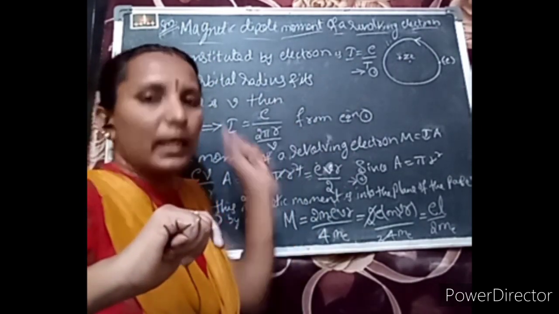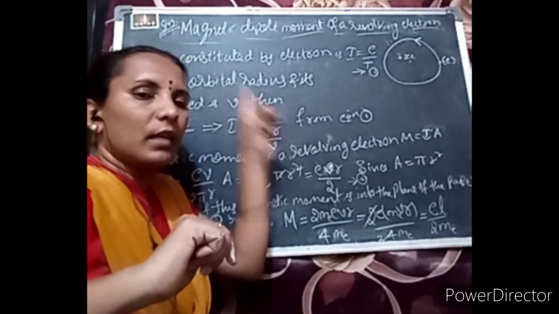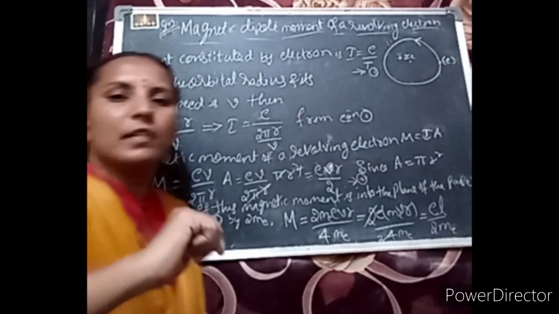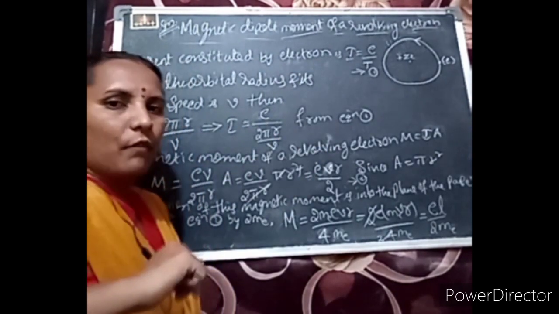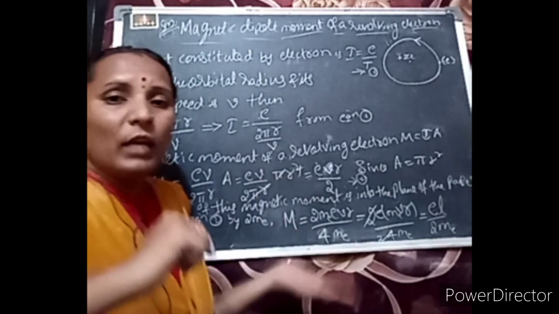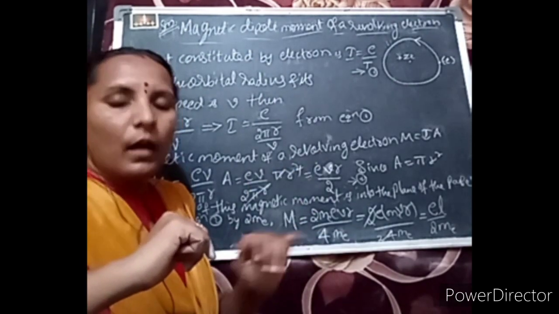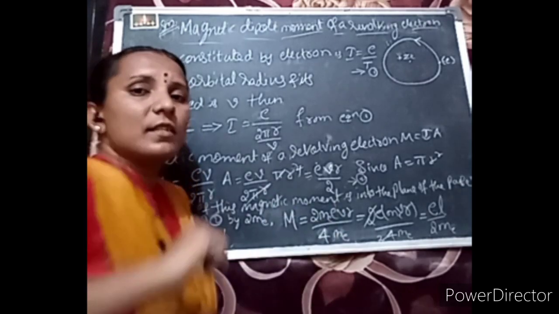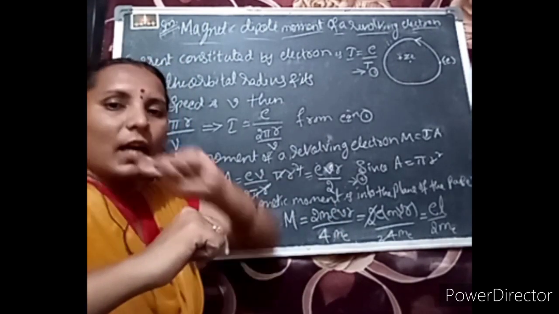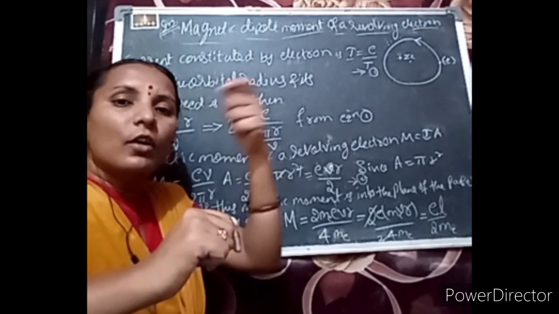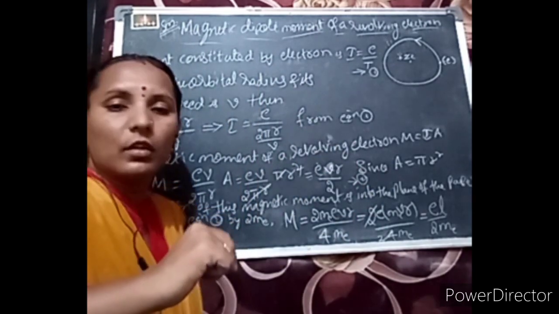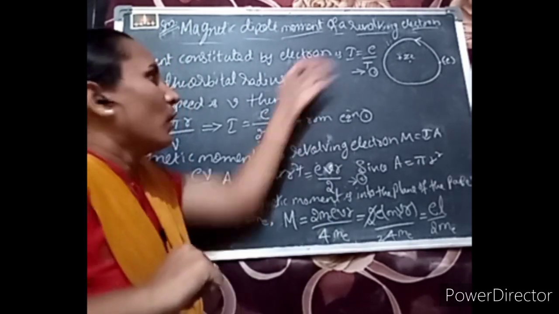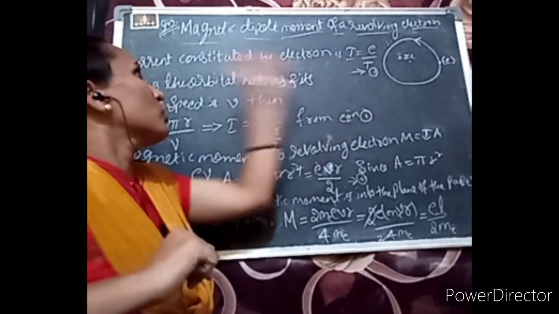The charge moving in a circular path, that is in orbit, constitutes a current that is given by I is equal to e by T. We studied before also, what is the current formula? I is equal to Q by T. Here small e represents the charge on the electron, capital T represents the time period. What is the time period? The time taken by the electron to complete one rotation or revolution in its orbit. Call it equation number 1.